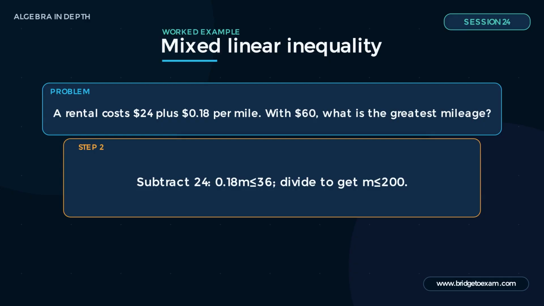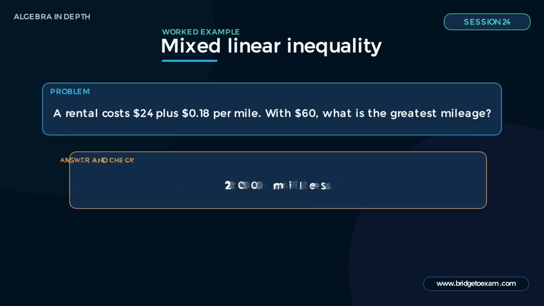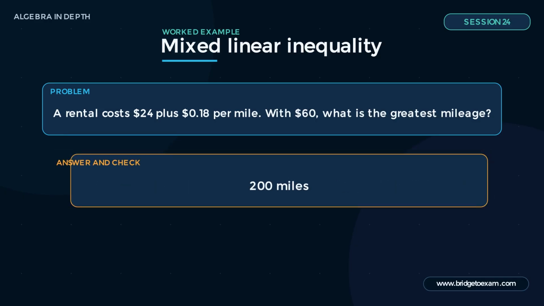Step 2. Subtract 24. 0.18m is less than or equal to 36. Divide to get m is less than or equal to 200. Step 3. At 200 miles, the cost is exactly 24 plus 36 equals 60. So 200 is allowed. The final answer is 200 miles. Check that it satisfies the original conditions and carries the correct units.